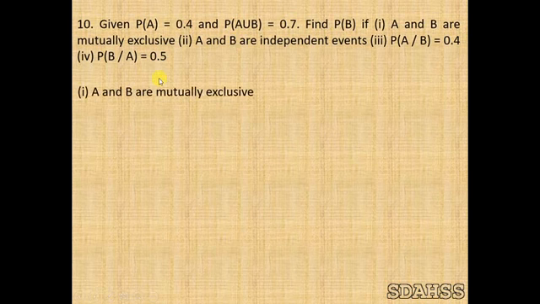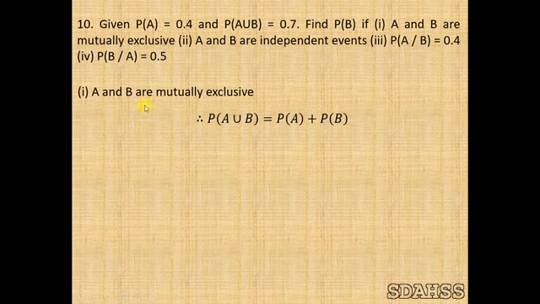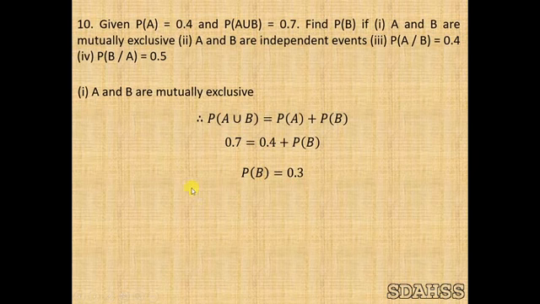First condition is A and B are mutually exclusive. You make use of this condition, but we have to find P of B. Mutually exclusive means P of A intersection B is 0, so P of A union B is equal to P of A plus P of B. Now substitute all the values. P of A union B is 0.7, which is equal to 0.4 plus P of B. Then P of B is equal to 0.7 minus 0.4, which is 0.3.